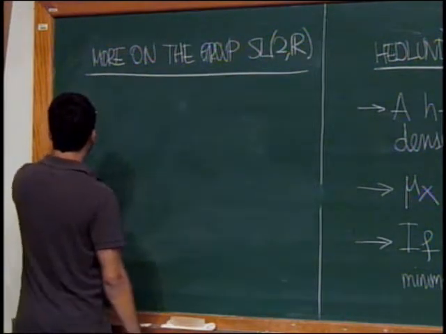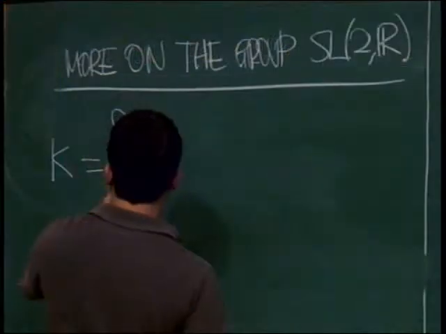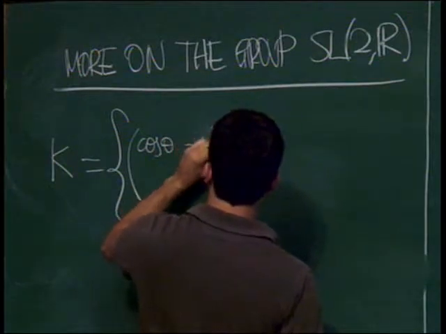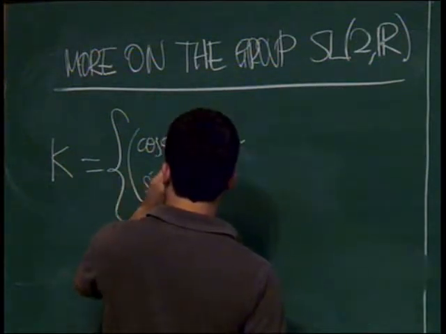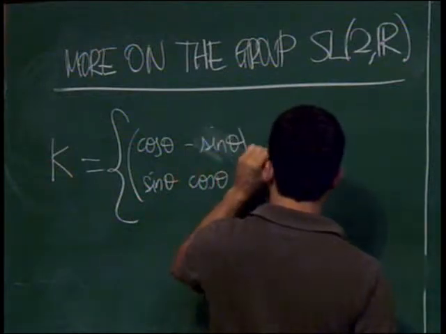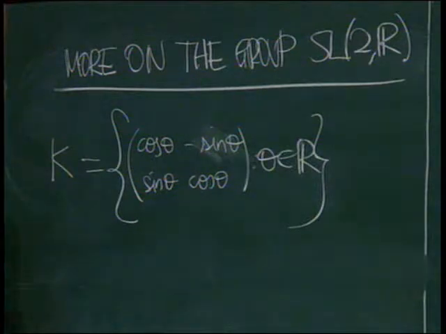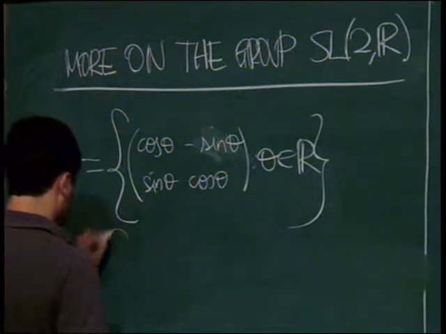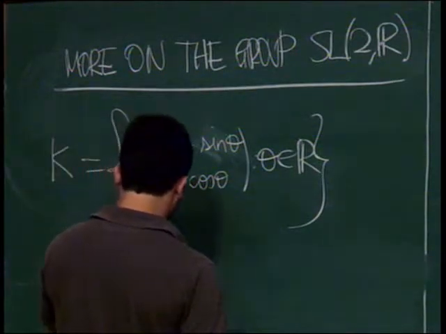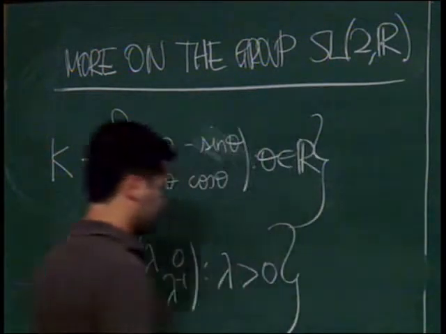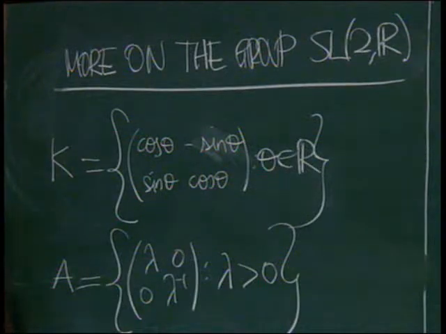We saw, for example, the rotation subgroup. It is a compact subgroup, right? It is isomorphic to the unit circle. We saw also A, the diagonal subgroup, which is isomorphic to R if you send lambda to log lambda.